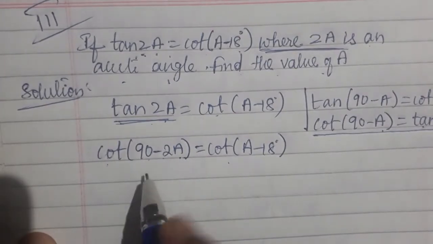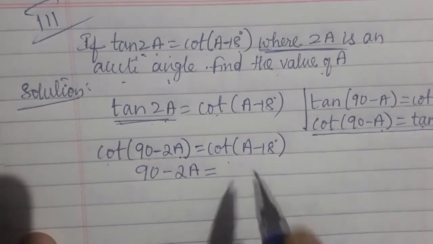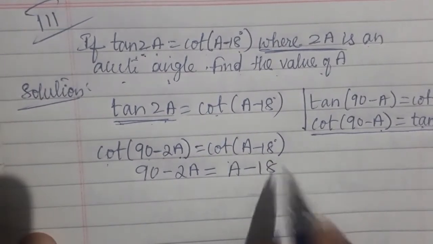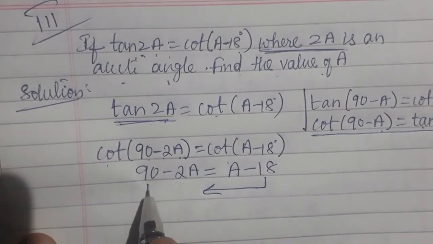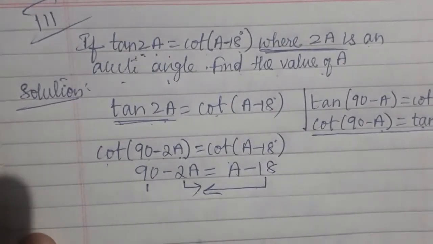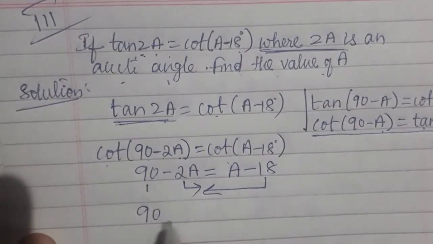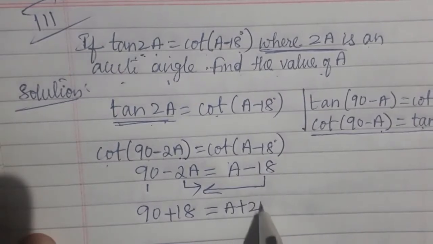Now you can leave this cot. Then what can you write? 90 minus 2a is equal to a minus 18. Shift a to the left hand side. Shift 18 to the left hand side. Shift 2a to the right hand side. So this will become 90 plus 18 is equal to a plus 2a.